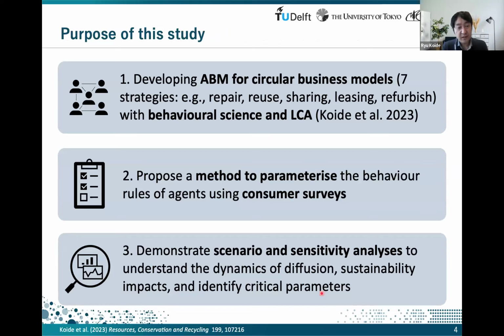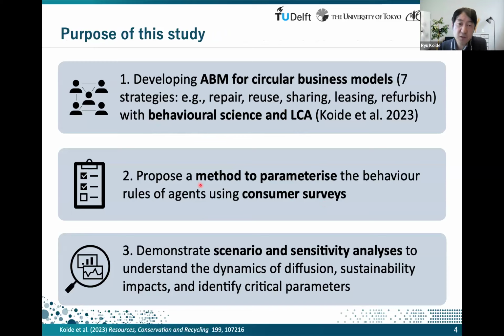And the purpose of this study is to develop an agent-based model for circular business models, covering 7 different circular strategies. For example, repair, reuse, sharing, leasing, and refurbishment of consumer durables. So it includes B2C and C2C businesses, and incorporates insight from behavior science and life cycle assessment. And the model itself, without empirical data, is published here in Resources, Conservation and Recycling.